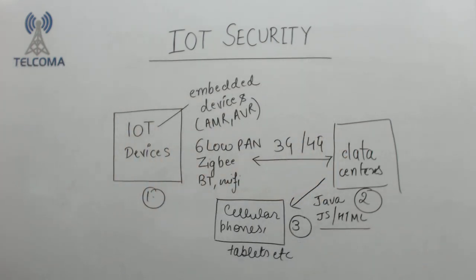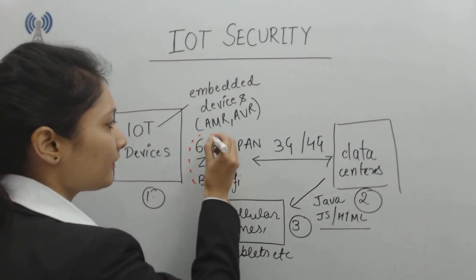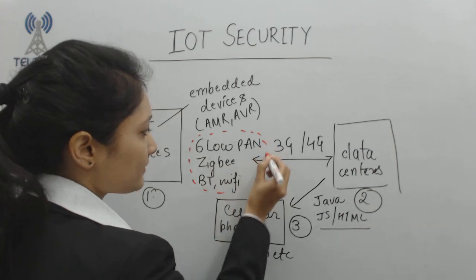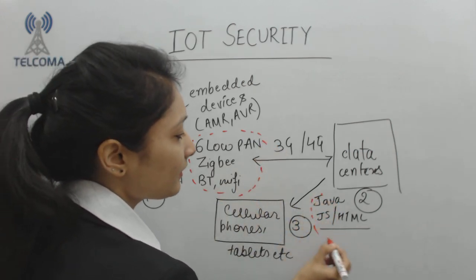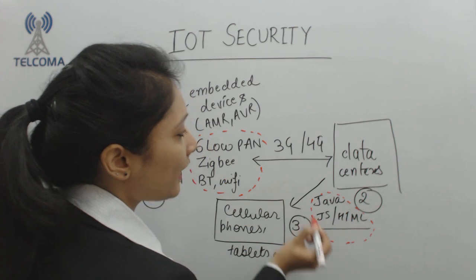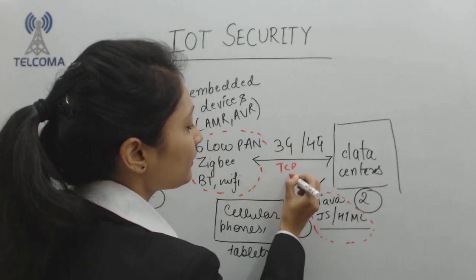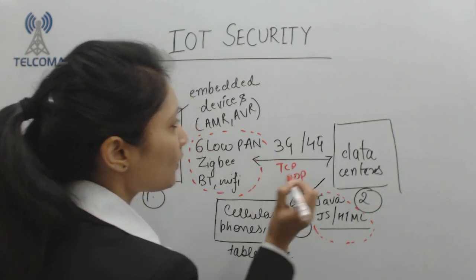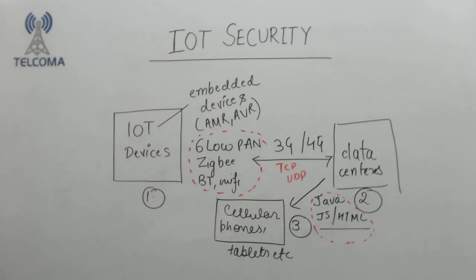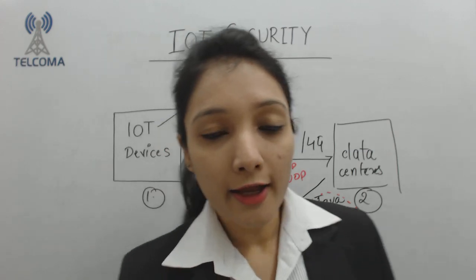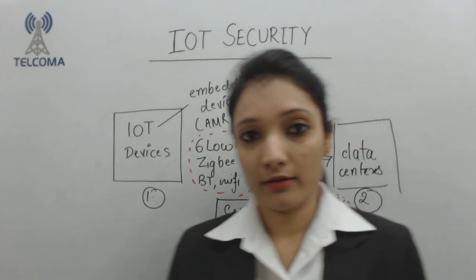So that means we have different devices, different platforms, and different protocols on the basis of which the information is being exchanged in the Internet of Everything. So we can say that IoT security is a little hard.